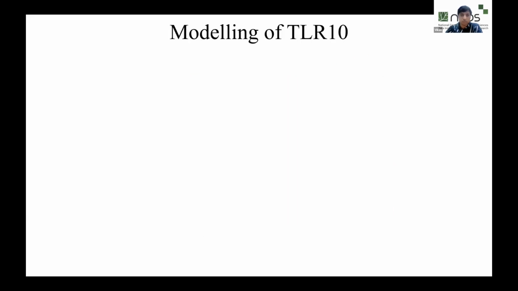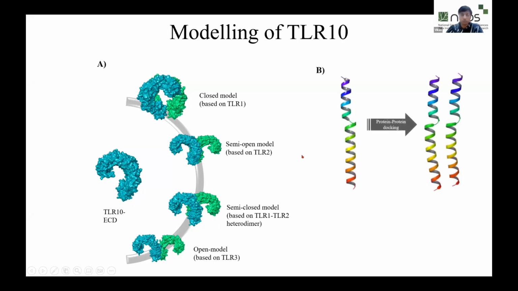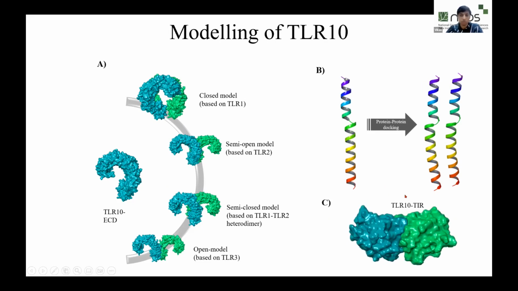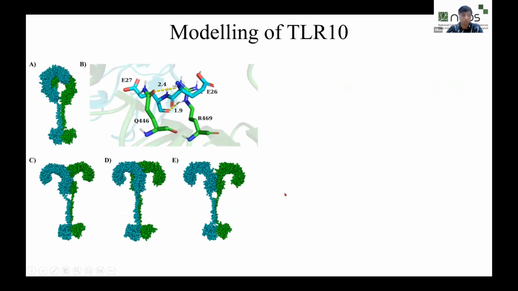So to answer this question, we employed the computational technique of modeling. To begin with, we first modeled the monomeric structure of the TLR10 extracellular domain, and then by choosing the relevant templates of the dimeric structures, we built 4 different homodimers of the TLR10 extracellular domain, which can be termed the closed model, the open model, or models in between. For modeling the transmembrane helix, we employed protein-protein docking to build the dimeric form. For the intracellular TIR domain, the crystal structure is available. By utilizing these domain dimeric structures, we finally built 4 different full-length models.